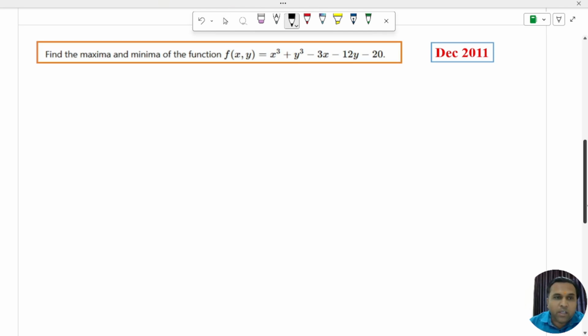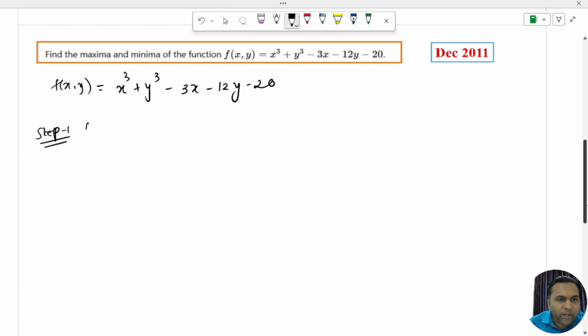Now see here, you are given f(x,y) equal to x cube plus y cube minus 3x minus 12y minus 1020. What is your step 1? You have to find fx, means take the derivative of the given function with respect to x. It becomes 3x square minus 3.